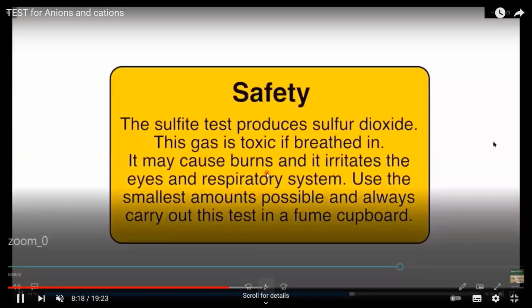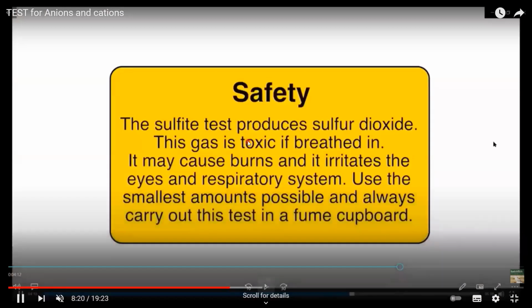But the sulfite ion produces sulfur dioxide, which is toxic. So it should be carried out in a properly ventilated room, or use a fume cupboard. These are the safety precautions related to identification of the sulfite ion.